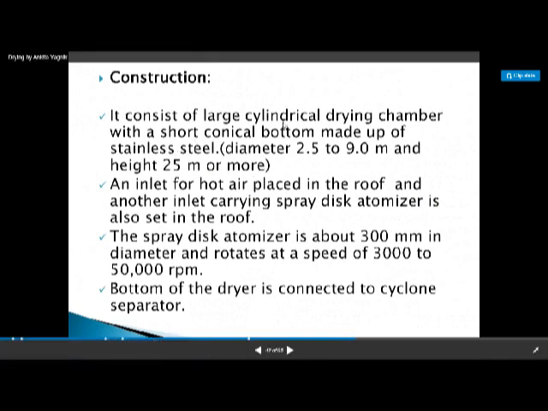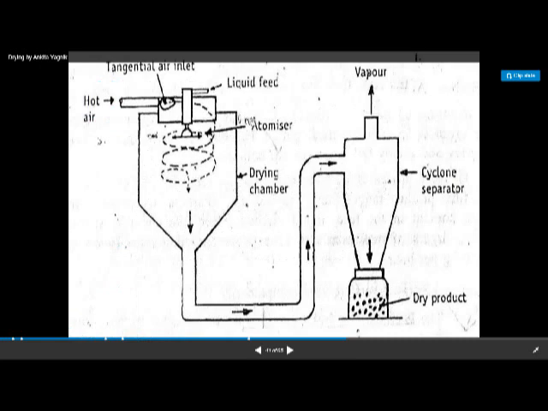It consists of a large cylindrical drying chamber with a short conical bottom, made of stainless steel, or it may be of any other metal. Diameter is 2.5 to 9 meters and height is about 25 meters or more. An inlet for the hot air is placed in the roof. You can see here, this is the drying chamber, this is the inlet for the hot air, right?